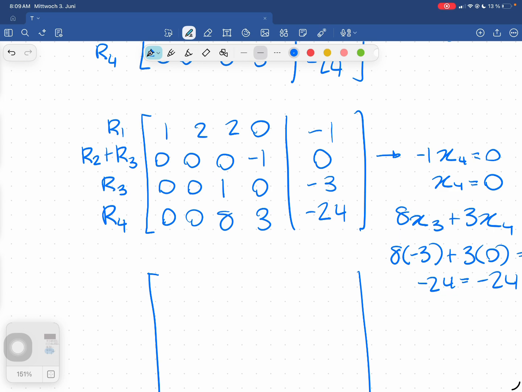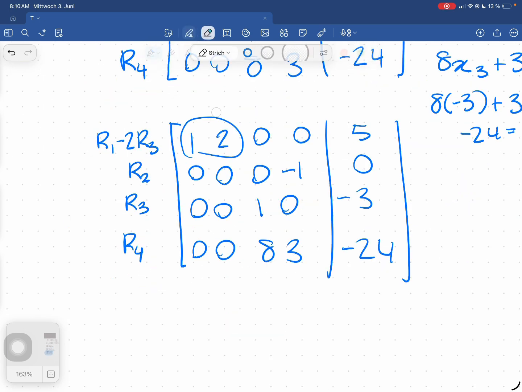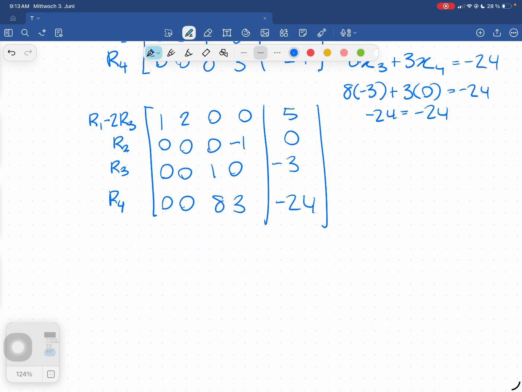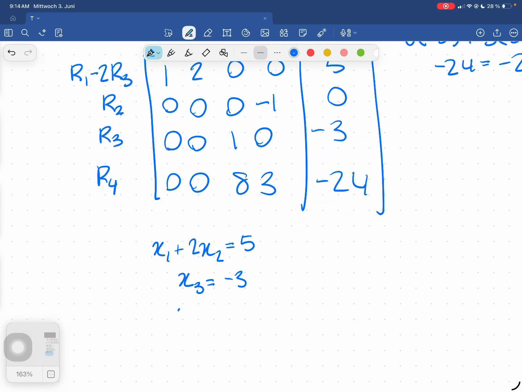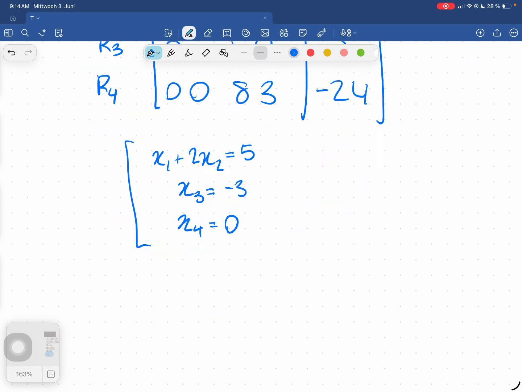We can minus 2R3 from R1. We can't find any constants for x1 or x2 because all of these are zeros, so we can't reduce it any further. So now let's convert this coefficient matrix using algebra notation. And here is the solution.